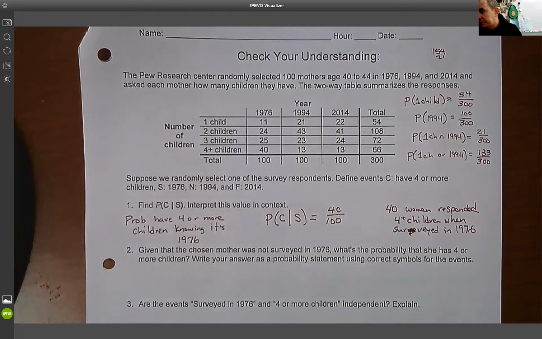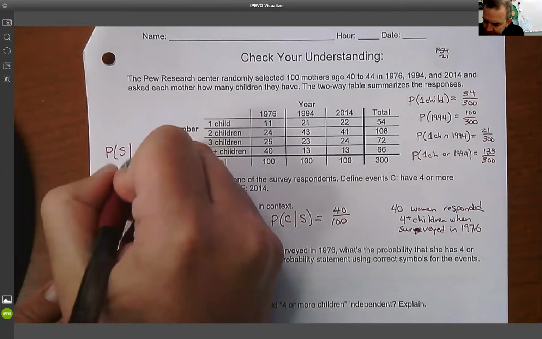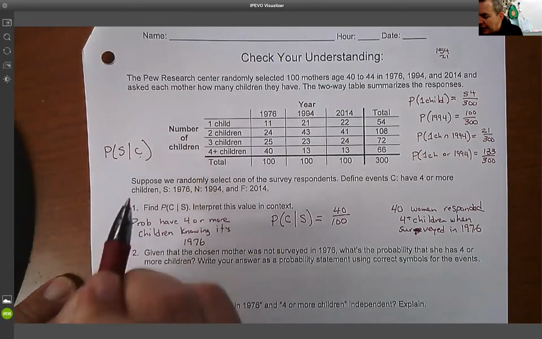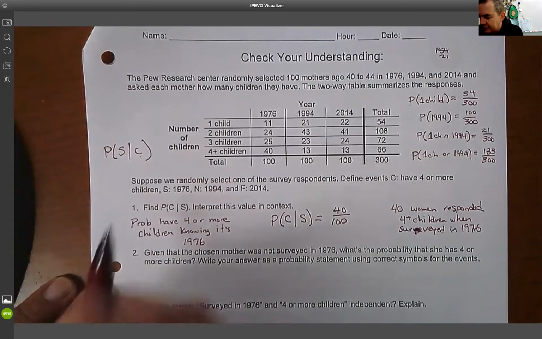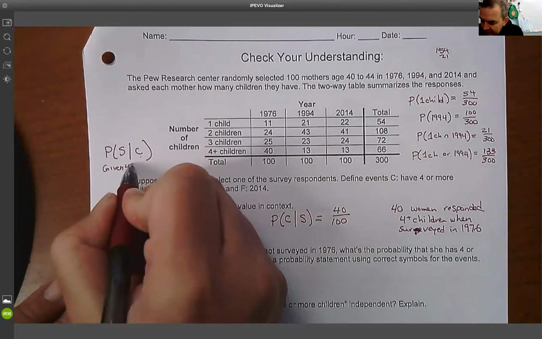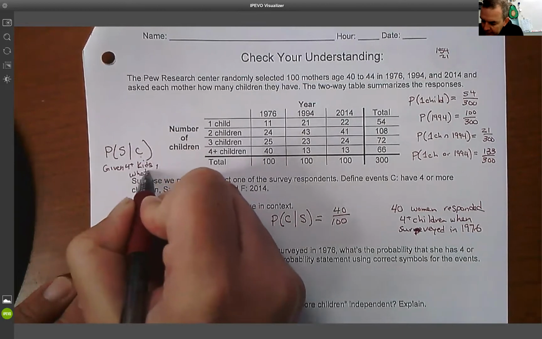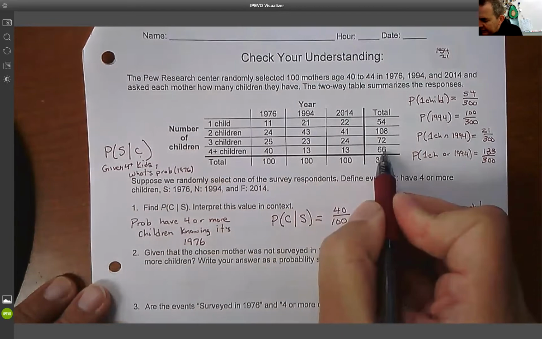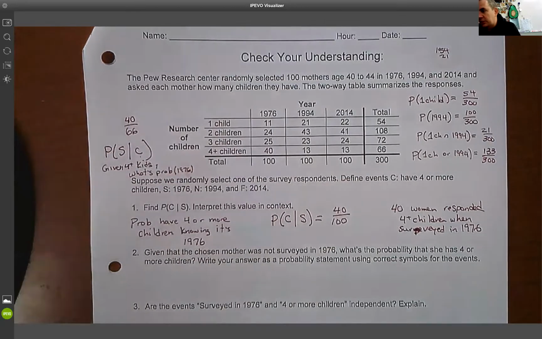So that's a conditional. And if I had asked it the other way around, if it had said the probability of S given C, this would have said, what is the probability that, given you had 4 or more children, it was 1976? So again, this one is saying, given 4+ kids, what's the probability of it being 1976? So again, that's saying these 66 people, so this would be 40 out of 66. That's just another way to read it.